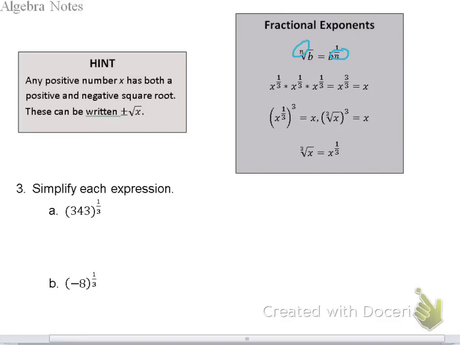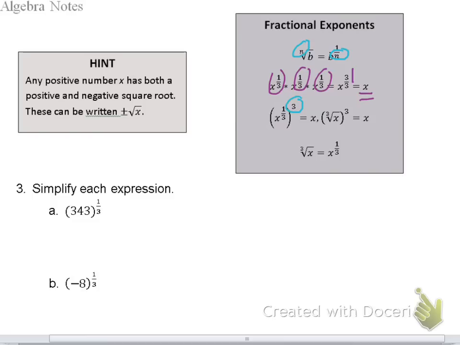Okay, so I wanted to give you an example to show you how this works. If we took x to the 1/3 power, and we held that to the third power, so we did x to the 1/3 times x to the 1/3 times x to the 1/3. Now by the product property of exponents, we would be adding the 1/3s. So 1/3 plus 1/3 plus 1/3 would equal 3/3. And 3/3 equals 1. So that would equal x. So we have x to the 1/3 to the third power equals just x.